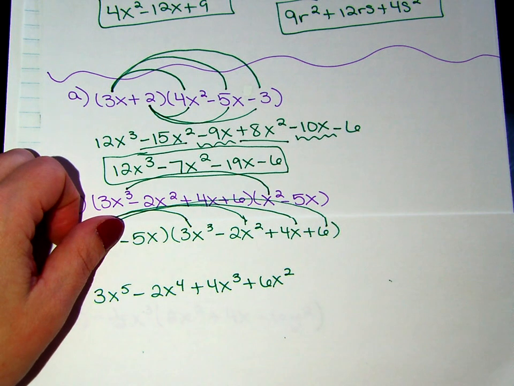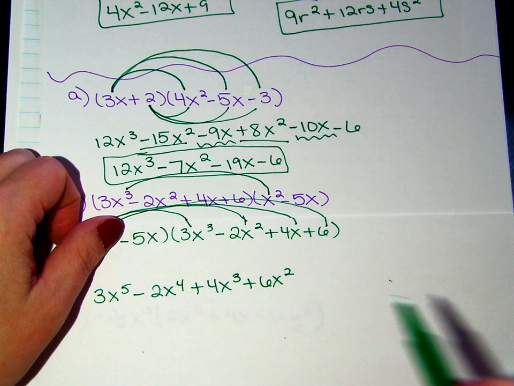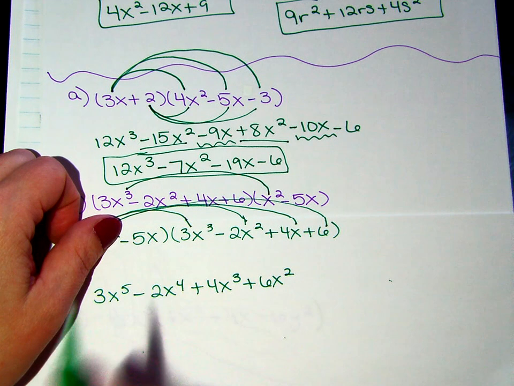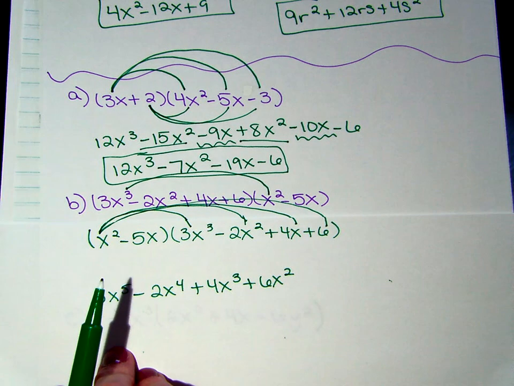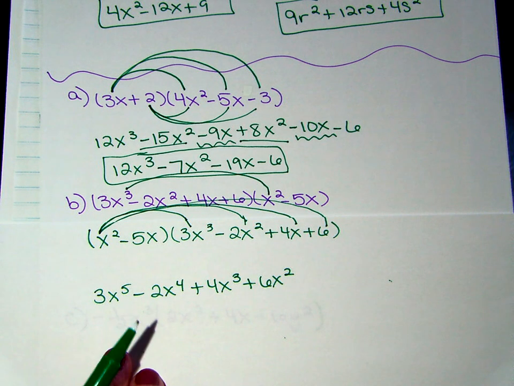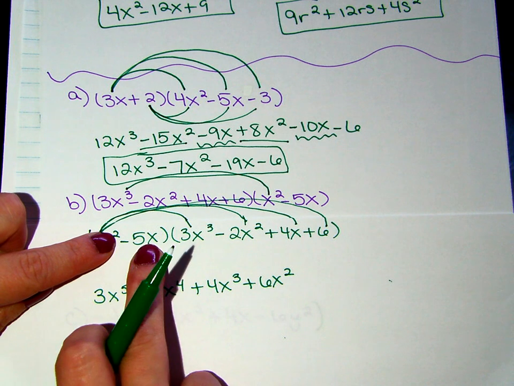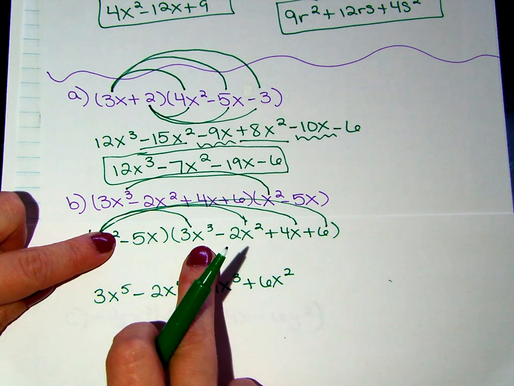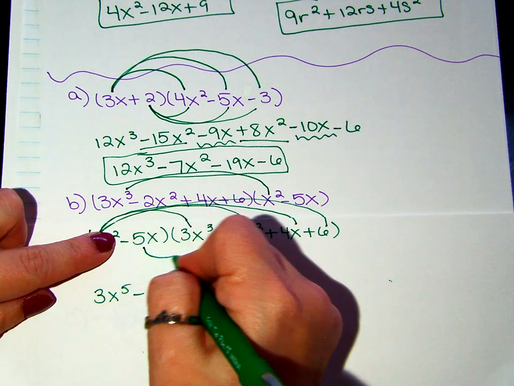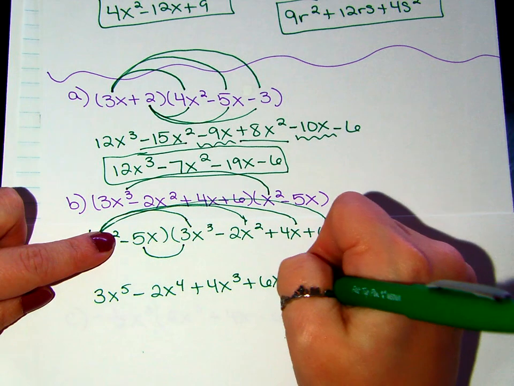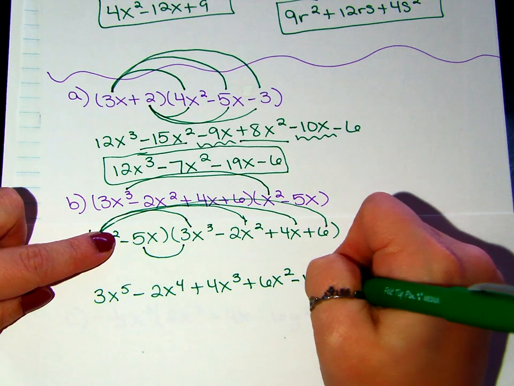We have a minus 5x. I have to distribute that sign as well. So I'm not just distributing 5x times 3x to the third. I'm taking a negative 5x times 3x to the third. So be careful of your signs. Negative 5 times a positive 3 gives me a negative 15. X times x to the third gives me x to the fourth.